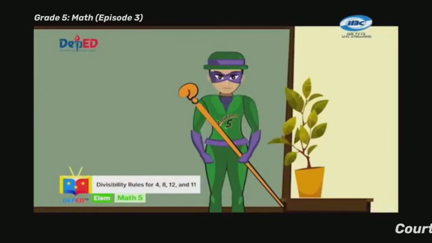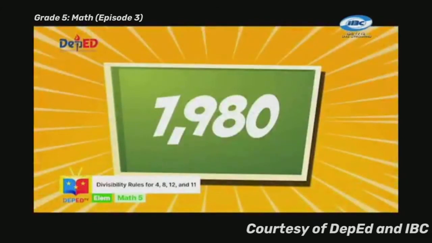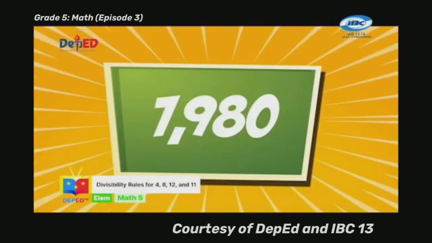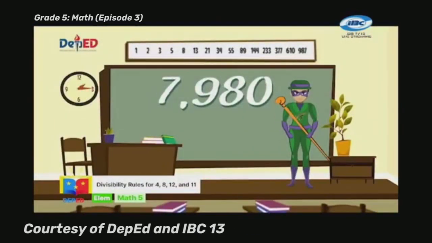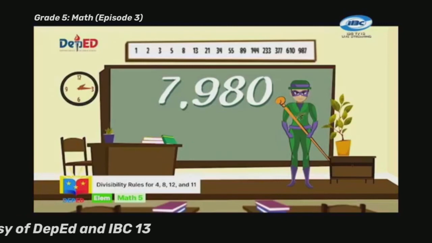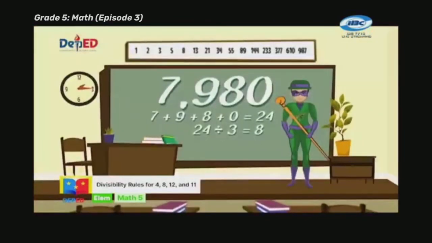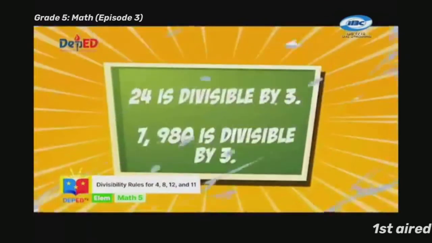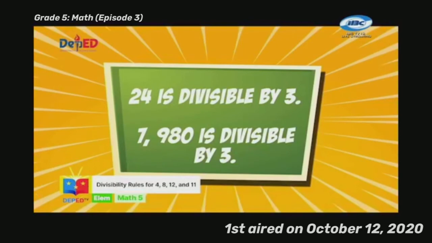Alright, let's see if you can pass this one. Math heroes, how about 7,980? Is 7,980 divisible by 12? Let's check whether the number is divisible by 3 and 4. To check if the number is divisible by 3, let's add all the digits of the number. 7 plus 9 plus 8 plus 0 is equal to 24. 24 divided by 3 is equal to 8. Since 24 is divisible by 3, therefore, 7,980 is divisible by 3.